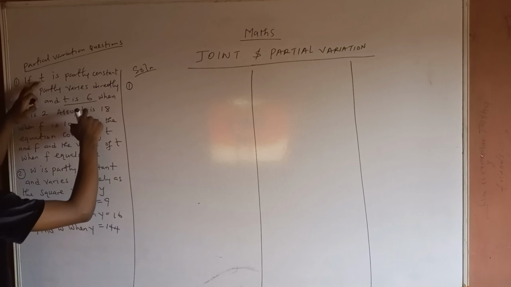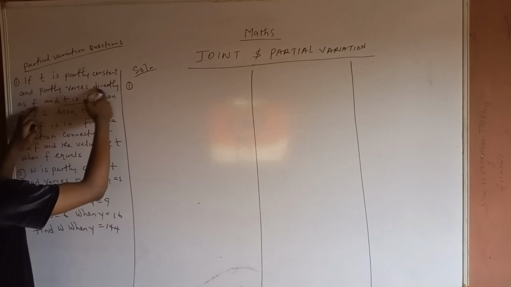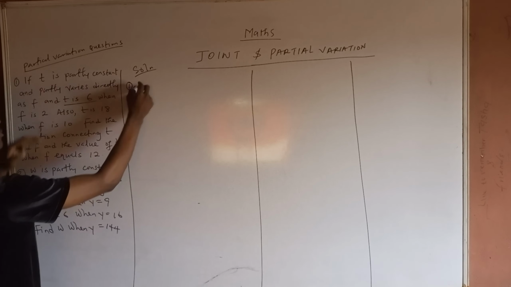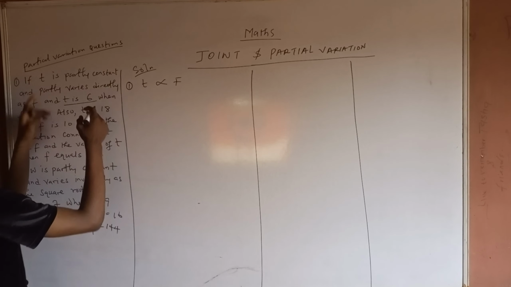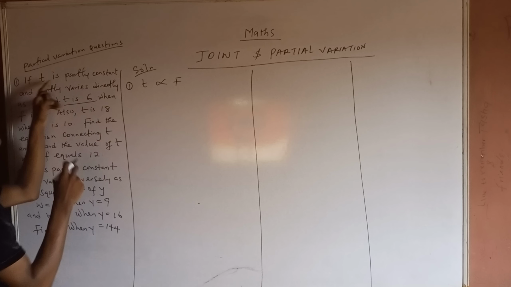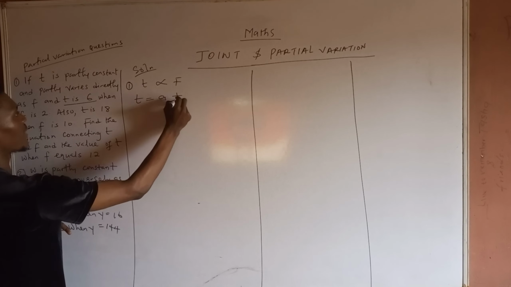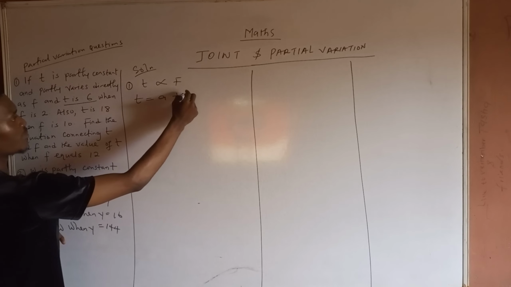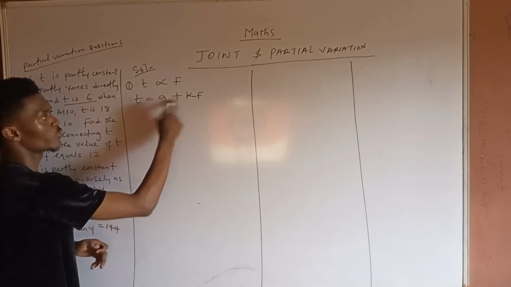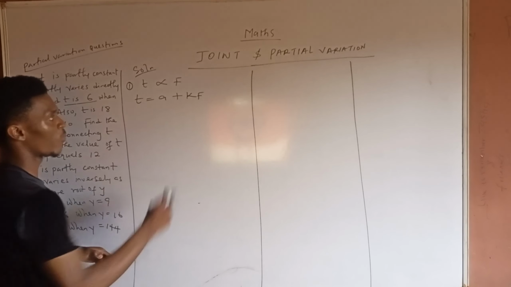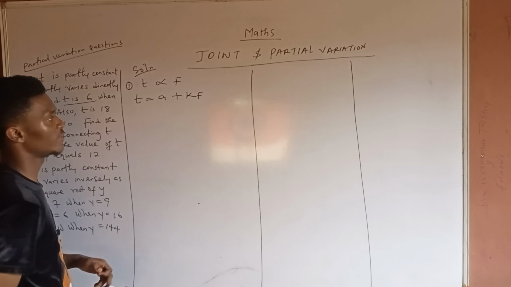The first thing you should do is that you link the t to the f, and you know that they are actually linked by direct variation. So it becomes t is directly proportional to f before introducing the constant, because now in the question they said t is partly constant and partly varies directly as f, so it becomes a plus kf. In partial variation there are usually two constants. One constant is attached to the other quantity, while the other constant is standing on its own.